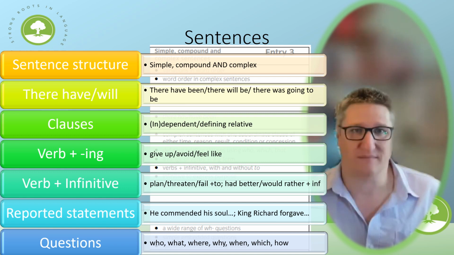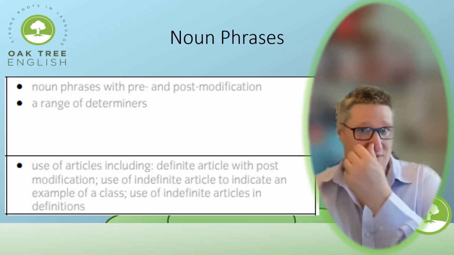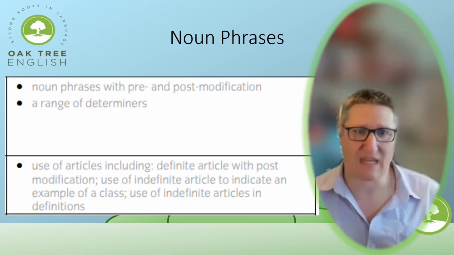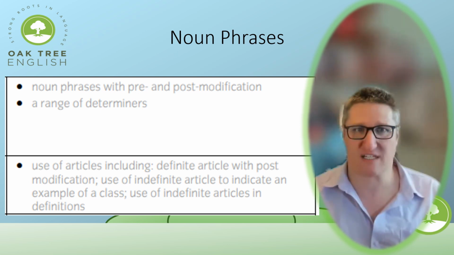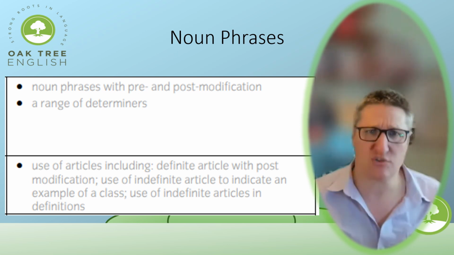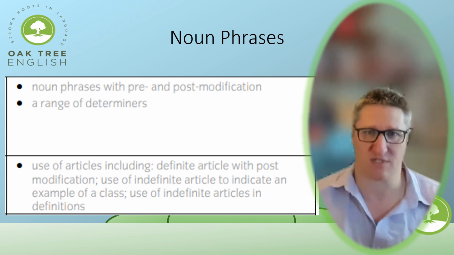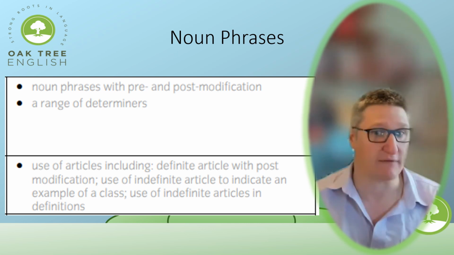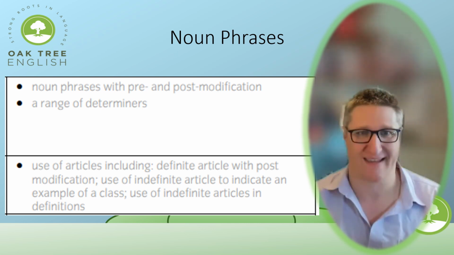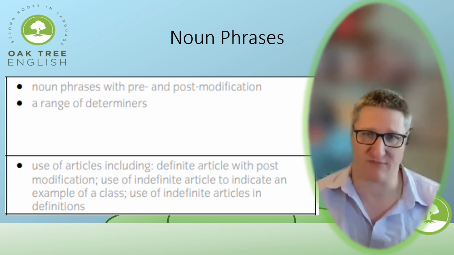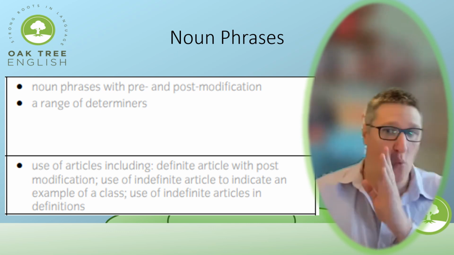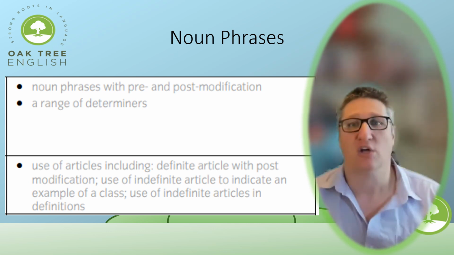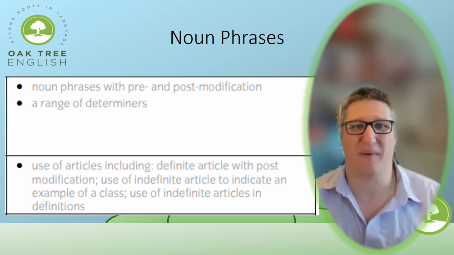And move on to noun phrases. As well as sentences, you're expected to know about noun phrases. Nouns are words that give a name to something, such as table, chair, love, chickens. As well as everything mentioned at entry 1 and entry 2, watch the other video. You should also know about pre and post modifiers.